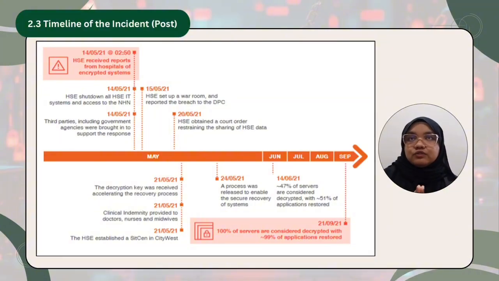And on June 14, about 47% of the servers were finally decrypted, and 51% of applications had been restored following the ransomware attack. Finally, by September 21, full technical recovery was achieved, with 100% of the servers decrypted and 99% of applications restored. So this timeline reflects both the urgency and complexity of the national level response.